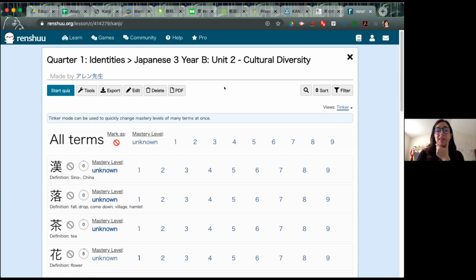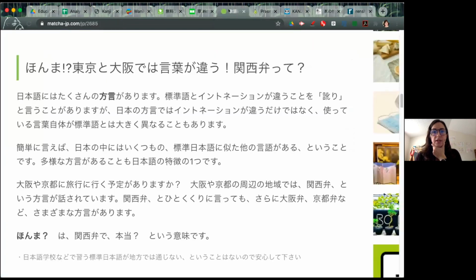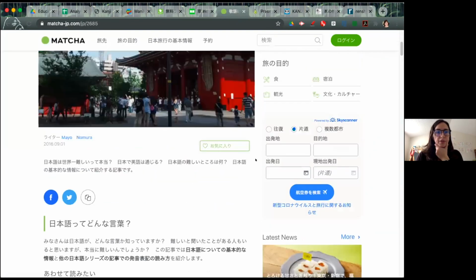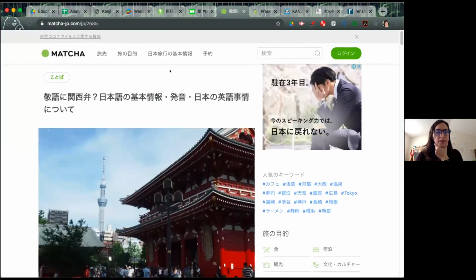I have them do a lot of reading where we are looking at these simulated authentic readings, or authentic readings. This website that I showed you briefly earlier is a travel magazine called Matcha, and there's the link for the article I'm looking at right now.